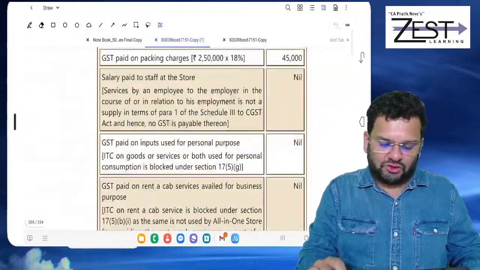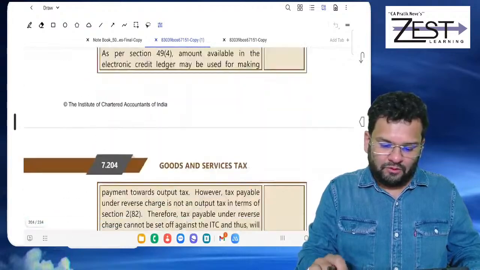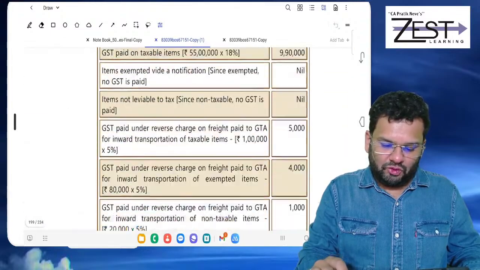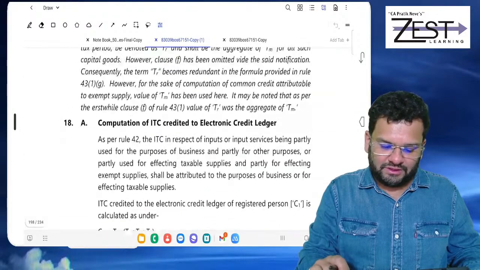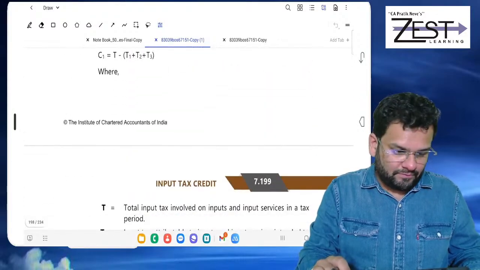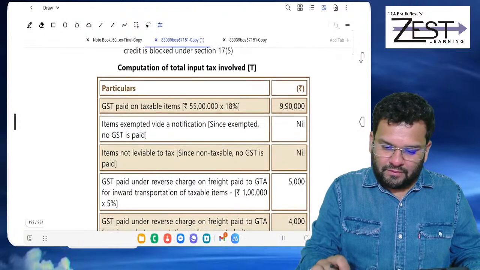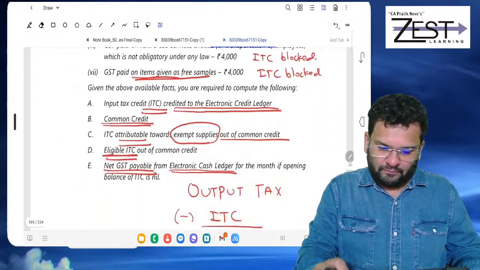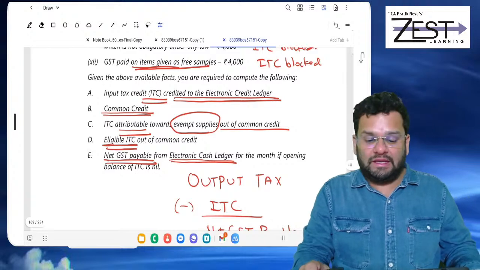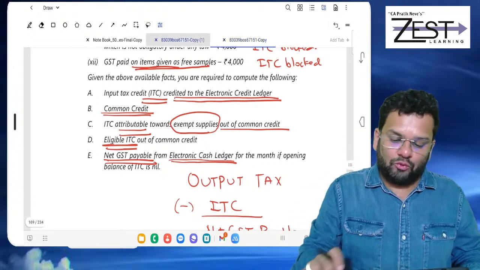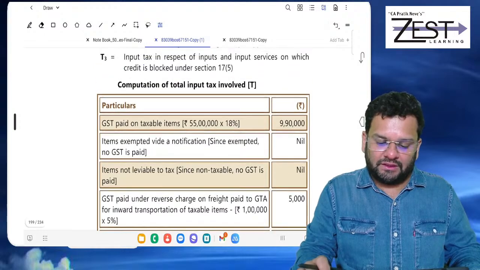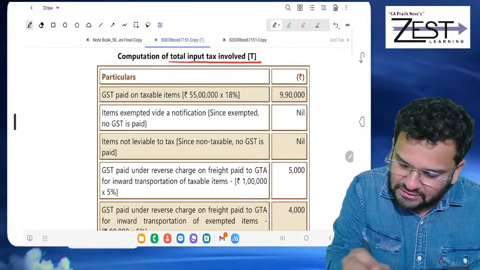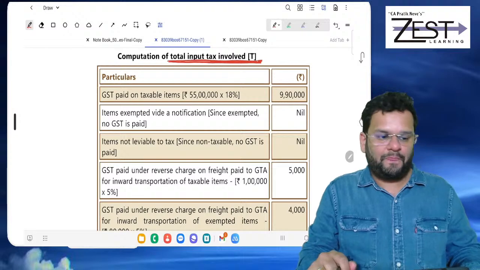What is the first point asked to you? First point asked to you is, okay, first we'll do on the calci each thing and then you present it. ITC credited to E credit ledger. How much ITC is credited to E credit ledger? Okay. So can I calculate total ITC involved? Just focus.